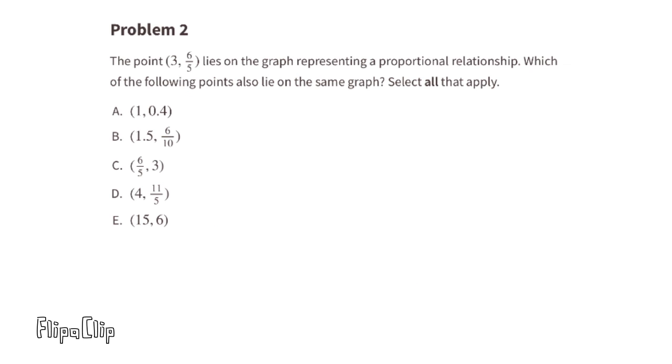Problem number 2. The point (3, 6/5) lies on the graph representing a proportional relationship. Which of the following points also lie on the same graph? Select all that apply. 6/5 compared to 3. 6/5 is 4/10 the size of 3.